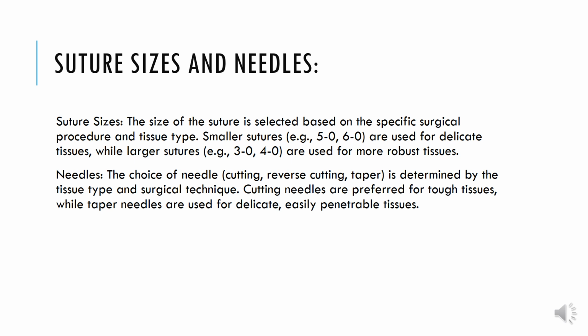Suture sizes and needles. The size of the suture is selected based on the specific surgical procedure and tissue type. Smaller sutures, example 5-0 and 6-0, are used for delicate tissues, while larger sutures like 3-0 and 4-0 are used for more robust tissues. The choice of the needle, like cutting, reverse cutting, or taper, is determined by the tissue type and the surgical technique. Cutting needles are preferred for tough tissues, while taper needles are used for delicate, easily penetrable tissues.